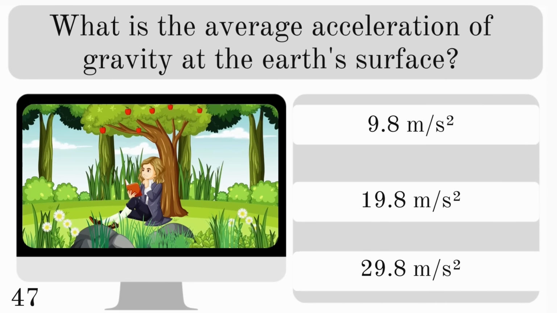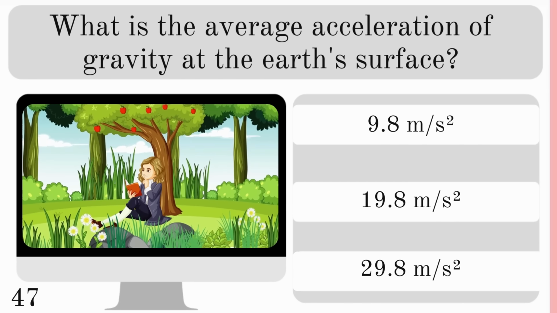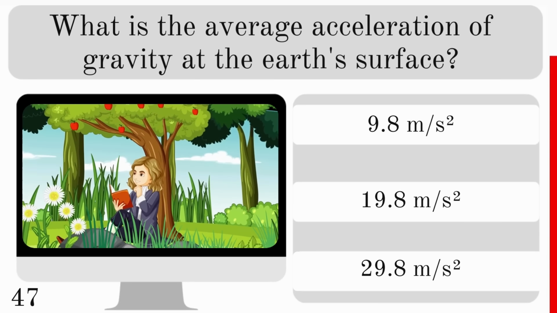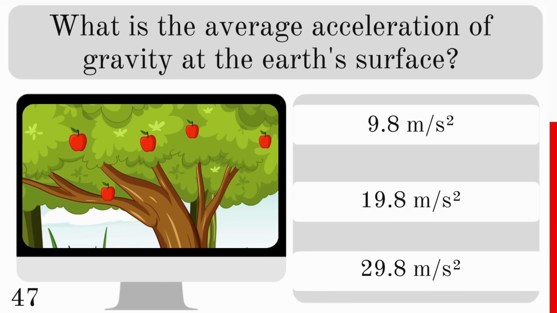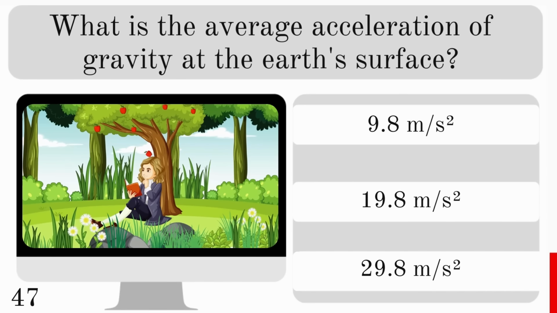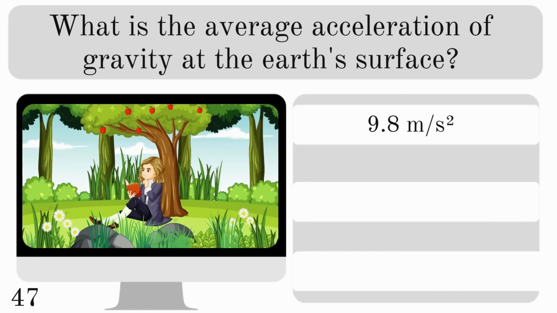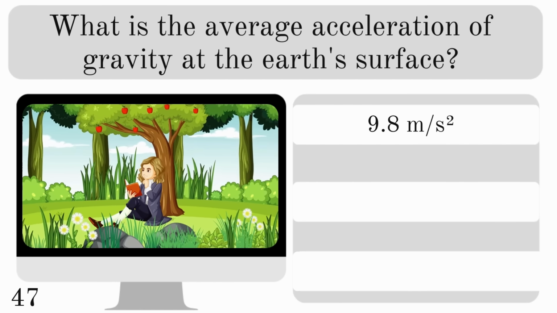What is the average acceleration of gravity at the Earth's surface? Is it 9.8, 19.8 or 29.8 meters per second squared? And it is 9.8 meters per second squared.